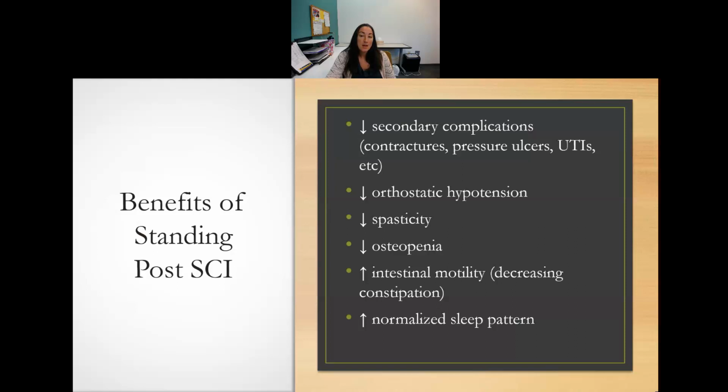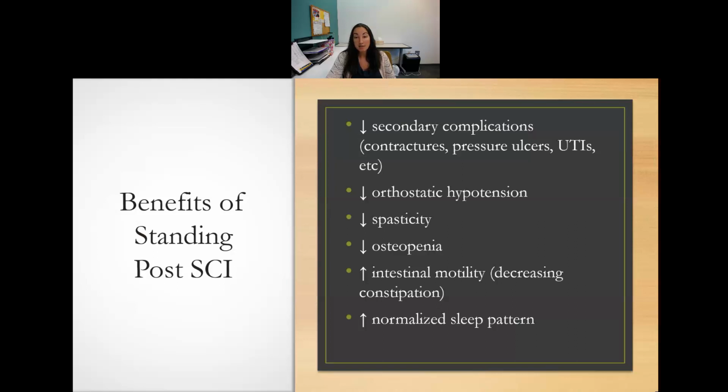Benefits of standing. So we've talked about this before, but it's really important. Even if a patient is paralyzed in their legs and may never be able to functionally stand and use that to do functional tasks, having them in a standing position when possible, either through a tilt table or a stander, can still provide them a lot of benefits.